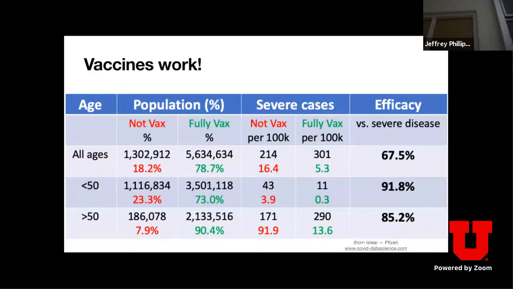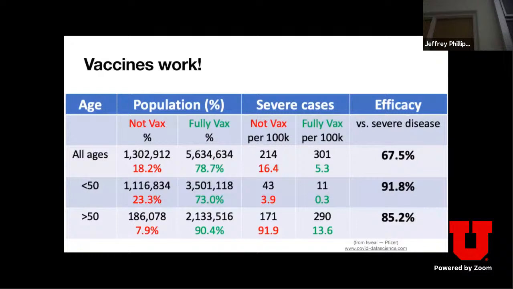severe disease. That means that out of 100 unvaccinated people, about 16 will be in the hospital, whereas only 5 if you've been fully vaccinated. So that's about a factor of three improvement. You're three times as likely to go to the hospital if you get infected and don't have the vaccine. But this number is too low. It's much more effective than this.